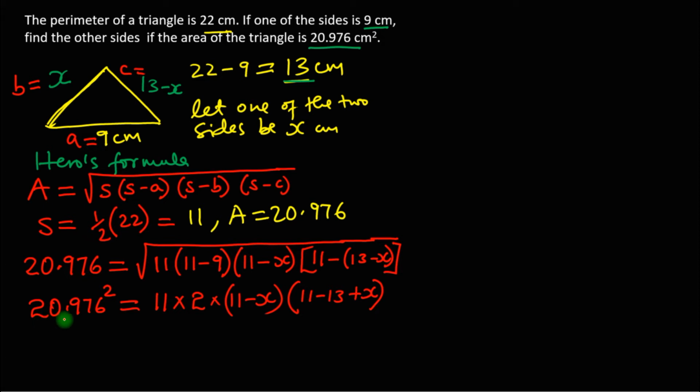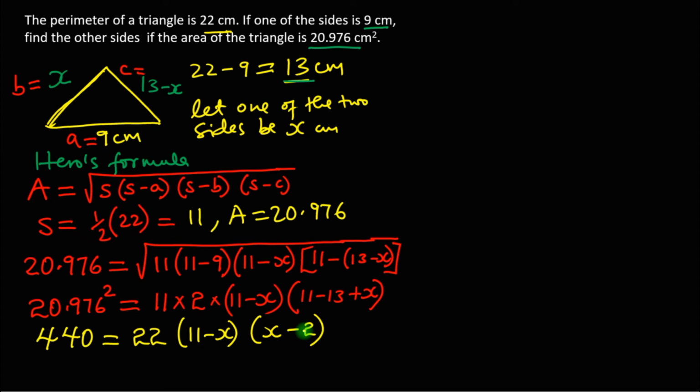So 20.976 squared. Using a calculator, we need to write it to the nearest whole number. We are going to get 440, which will be equal to 11 times 2, that is 22. Then we have 11 minus x, multiplied by 11 minus 13, that is minus 2. So I can rewrite it as x minus 2.